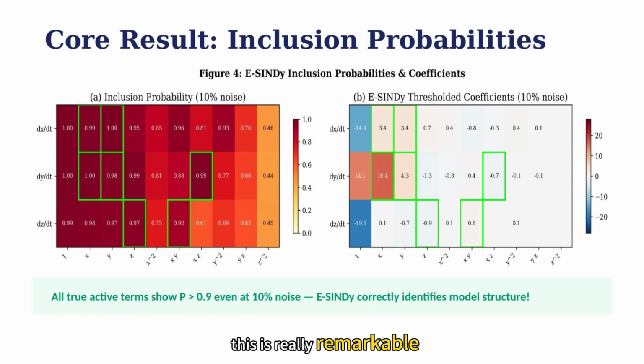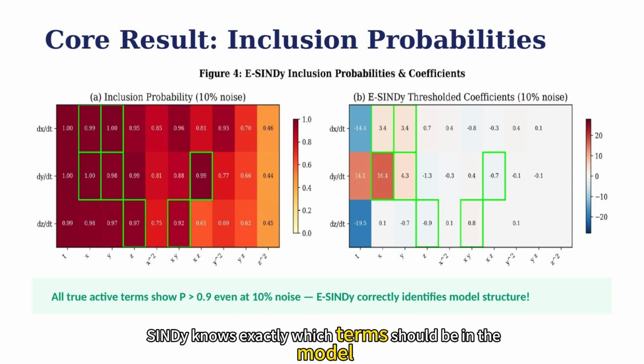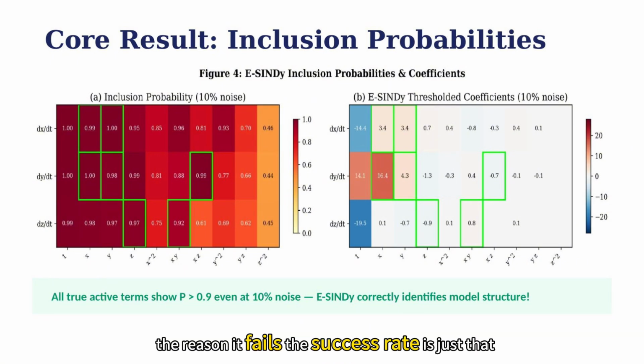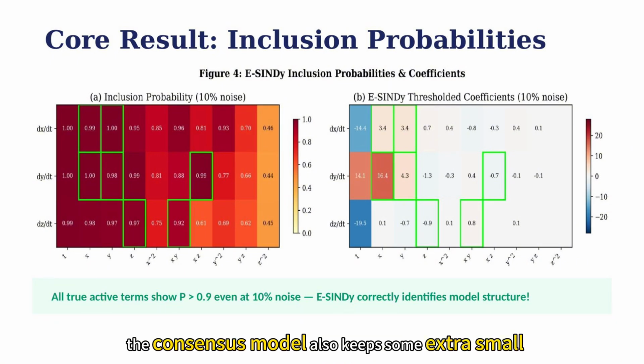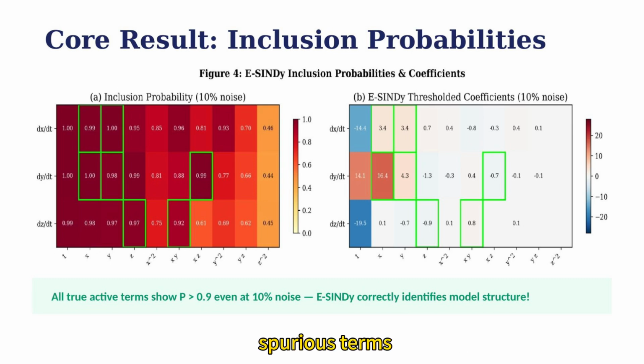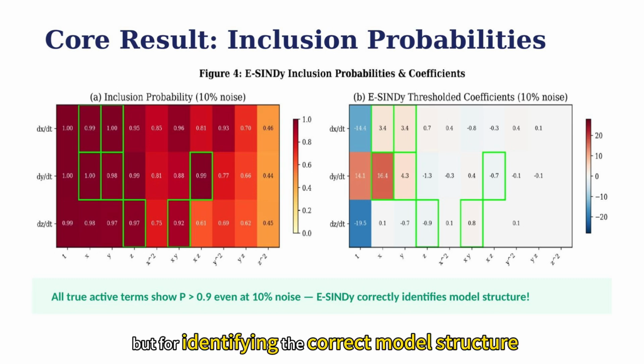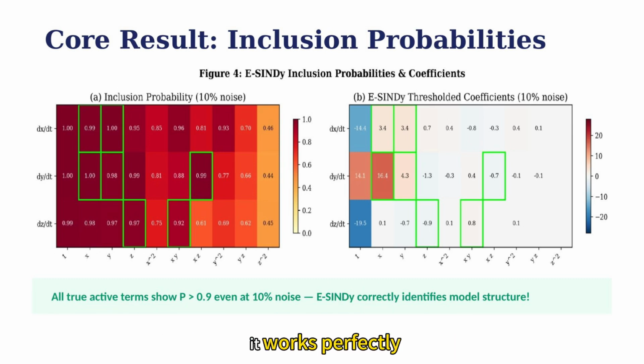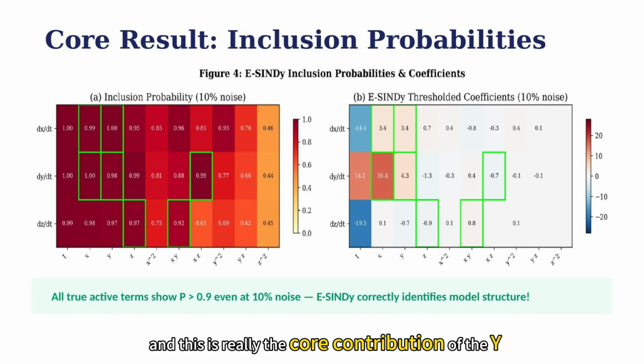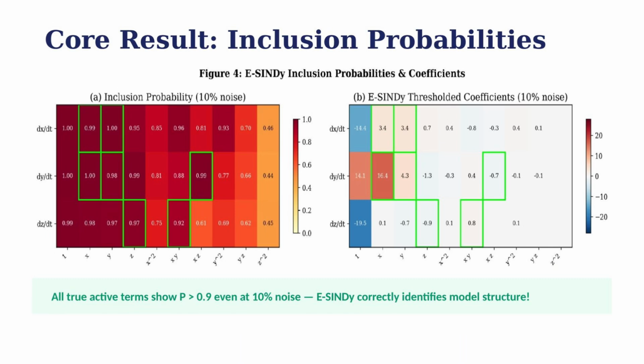This is really remarkable. It means eSINDy knows exactly which terms should be in the model. The reason it fails the success rate is just that the consensus model also keeps some extra small spurious terms, but for identifying the correct model structure, it works perfectly, and this is really the core contribution of the eSINDy paper, and our reproduction completely validates it.